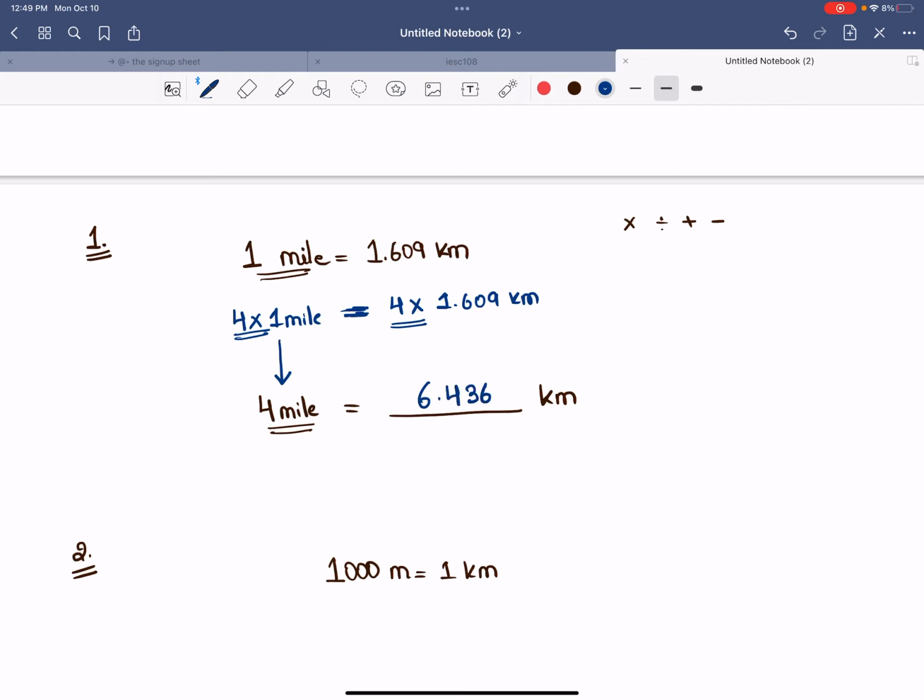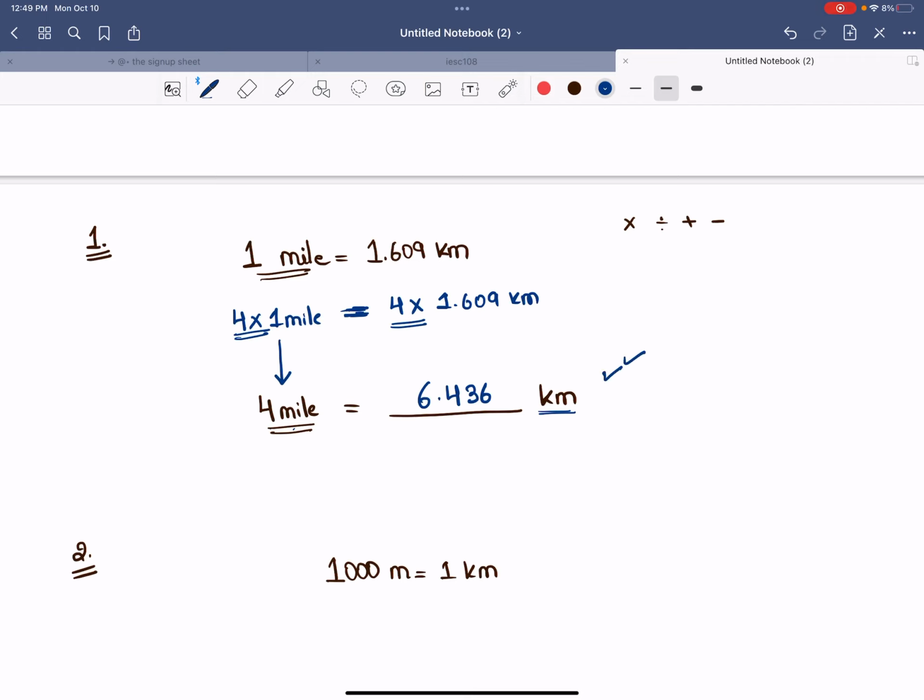6.436 kilometers, which makes sense, right? Because if 1 mile is 1.6 kilometers, then 4 miles will definitely be more than 4 in kilometers, because a kilometer is a smaller unit of length. So 4 miles will always give you more than 4 kilometers, which in this case is 6.4. That's one way to check if your answer is right or not.